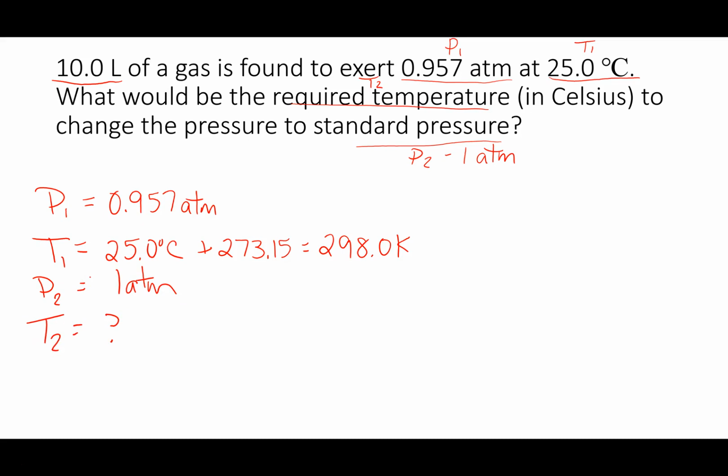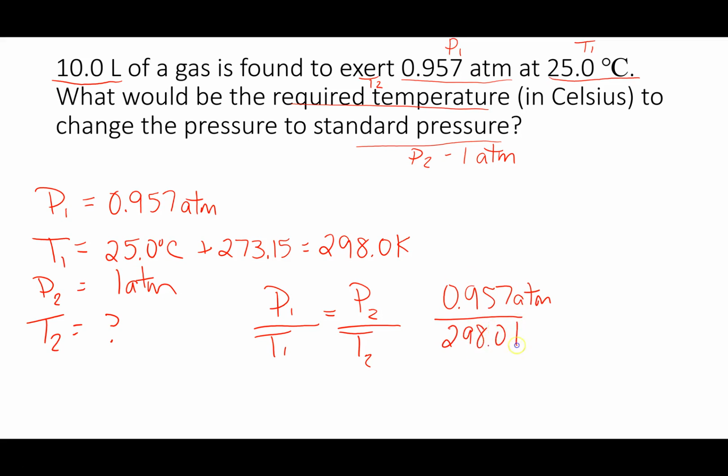So what is the relationship that we need to use? Well, it's P1 over T1 equals P2 over T2. So let's plug in what we know. We know P1. We know T1. Make sure you write that in as the Kelvin. We know P2, which is 1 atmosphere. And what we're going to be solving for here is T2.